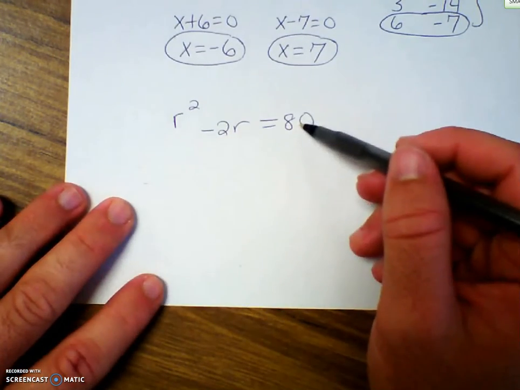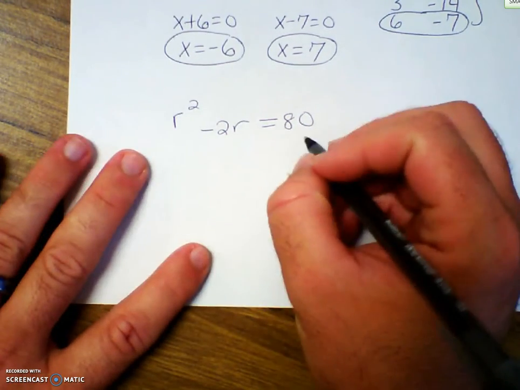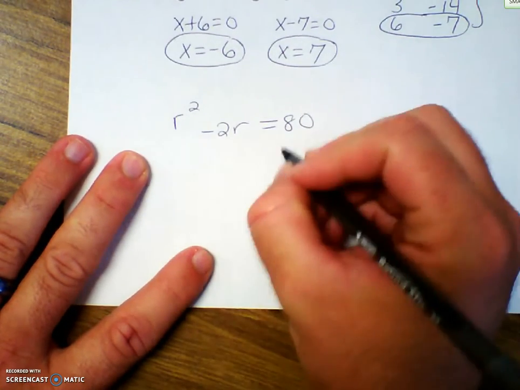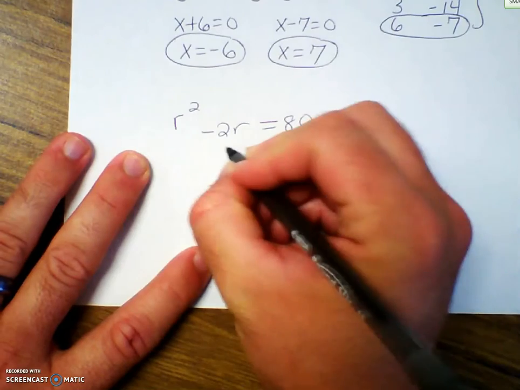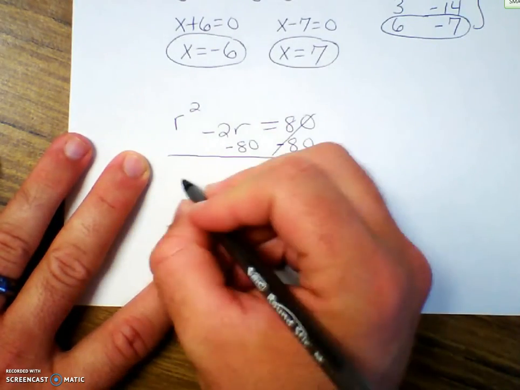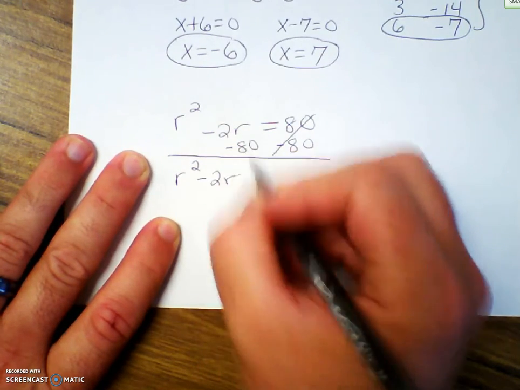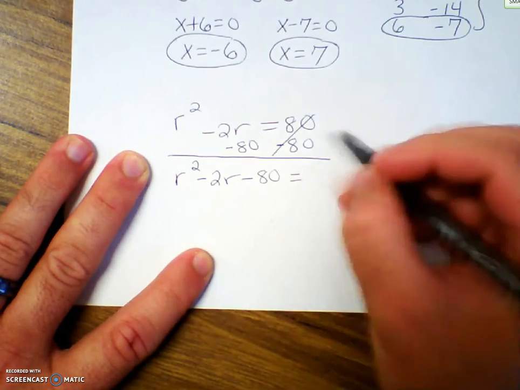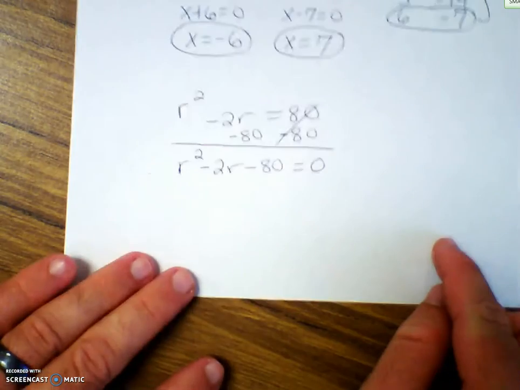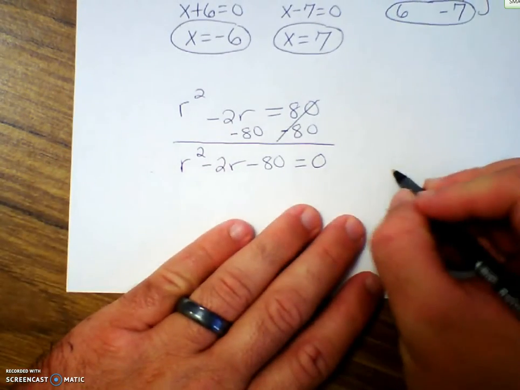Now to solve this, notice it's the first question we have that's not equal to 0, so we need to get it set equal to 0. So using the same techniques we did when we solved linear equations, we're going to move that 80 to the other side by doing the opposite. When you do that, you have r squared minus 2r minus 80 equal to, and then these cancel out to get you a 0. Once you do that, the problem is just like the last ones. List out your factors of negative 80.